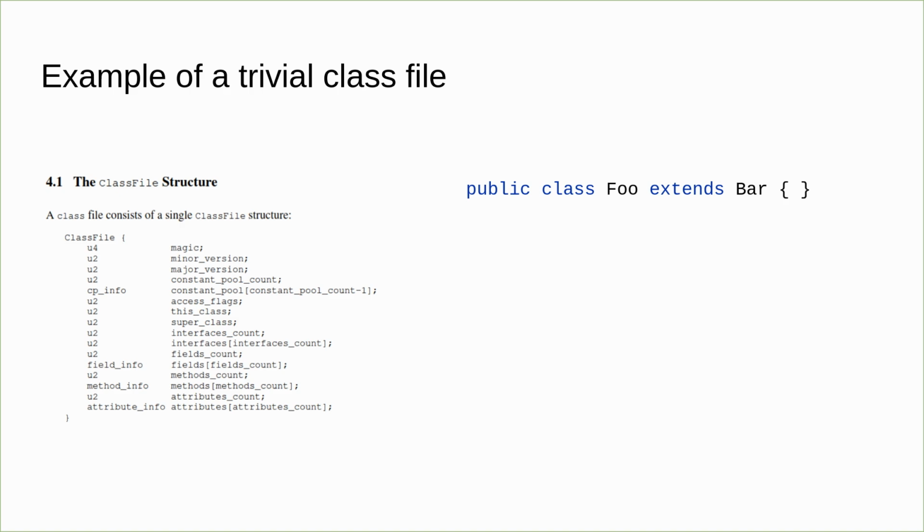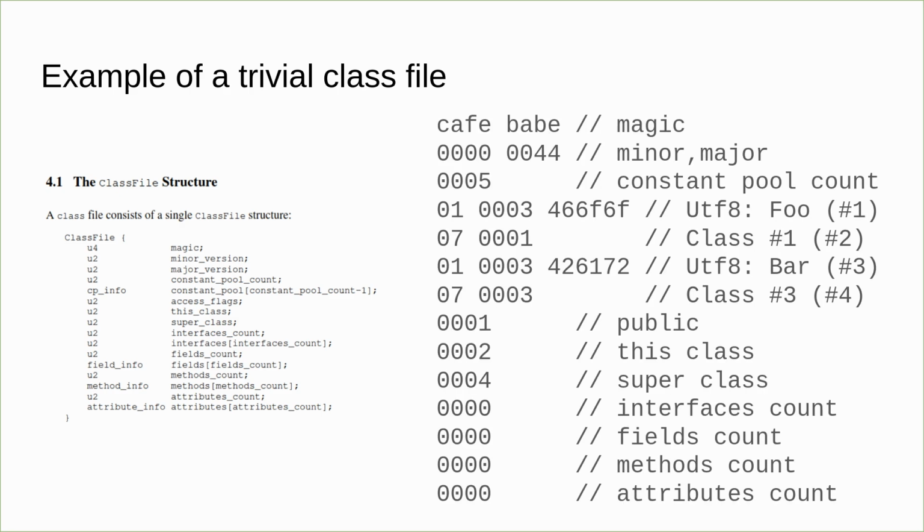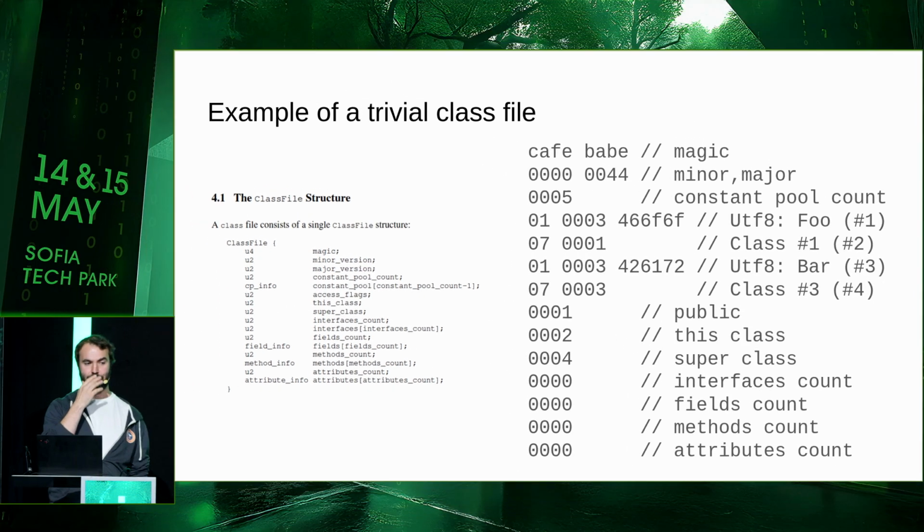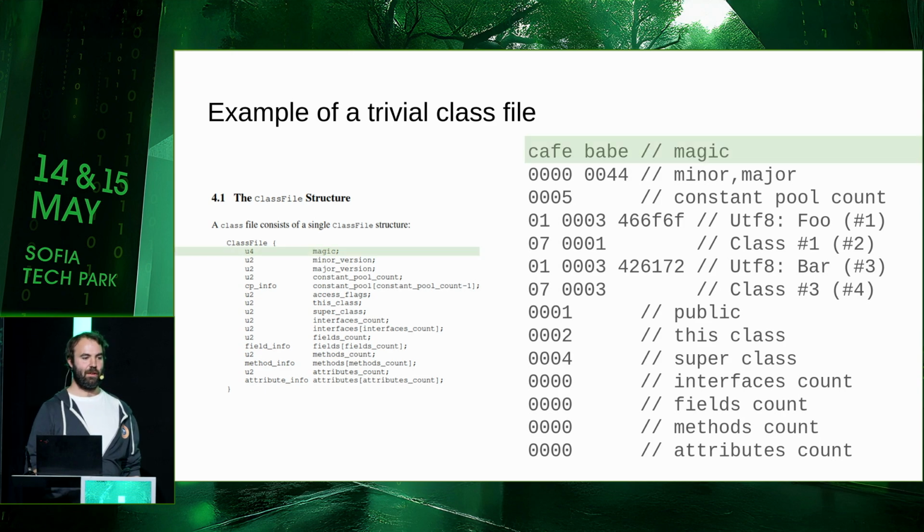Because if those numbers are missing, the Java virtual machine will not even consider the file you're presenting to it as a class file, as a Java class. After that, there are different things. There's the Cafe Babe, the minor and major version. 44 is the hex representation for Java 24, for example. Then we have those, right?